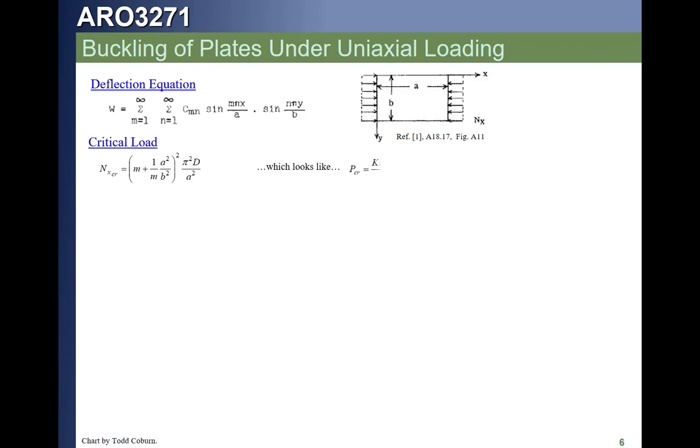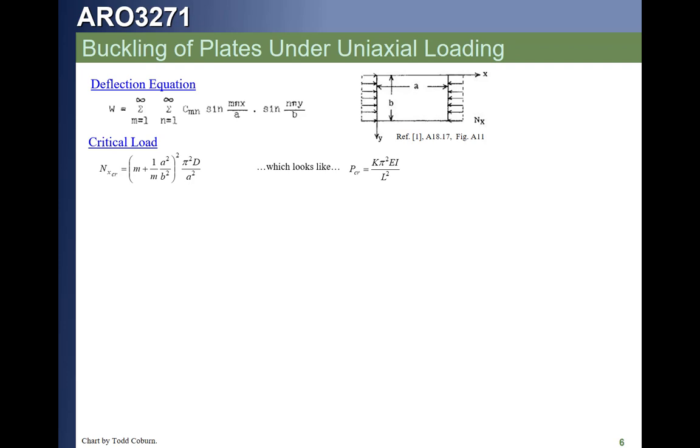This looks a lot like our critical buckling load. Once again, we see the EI, and remember D is just EI over the width, which means that D is equal to EI over that b dimension. So this is analogous to the critical buckling load that we got from columns.